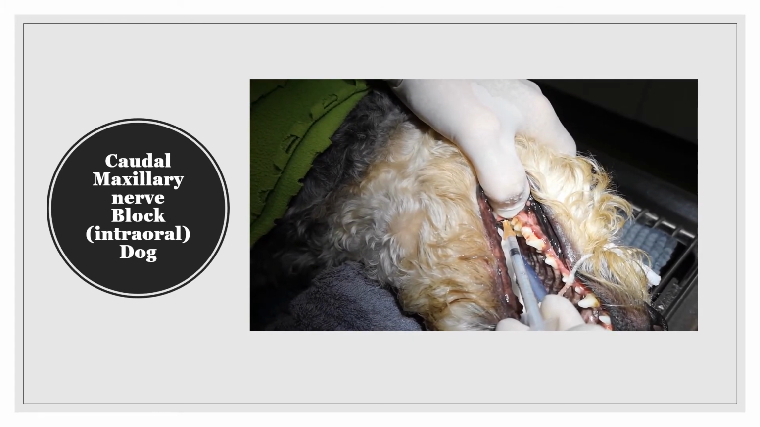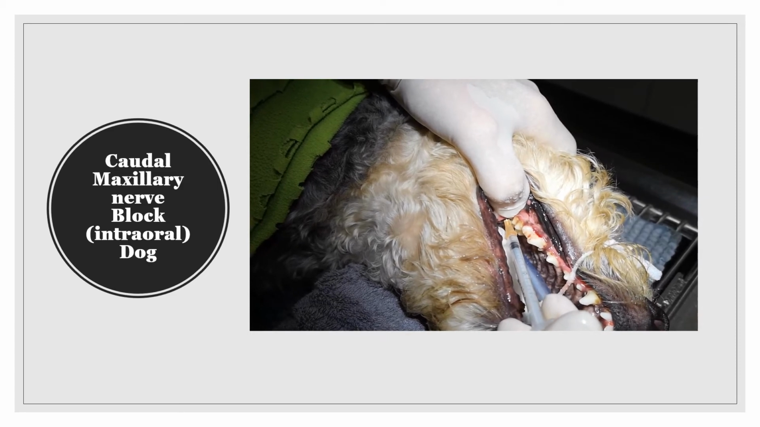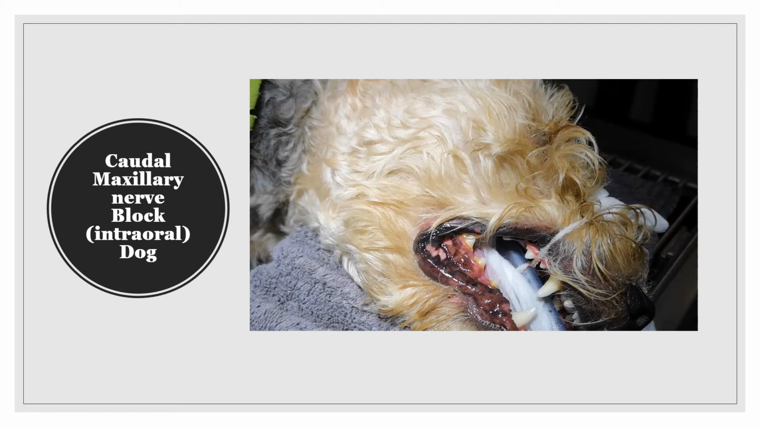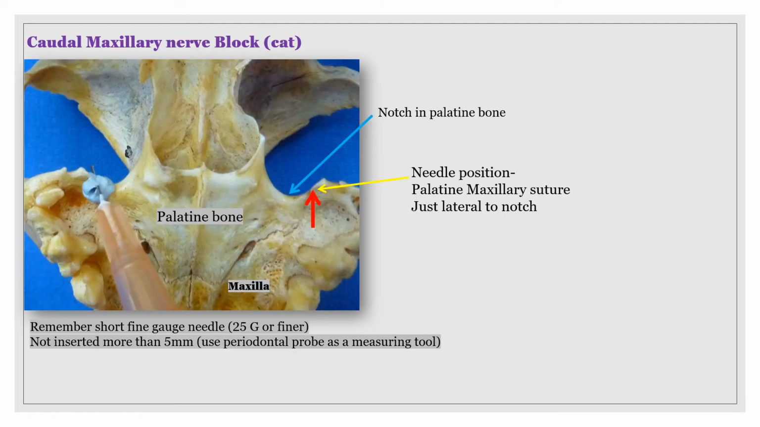Some veterinary dentists will draw back again to make certain the needle hasn't moved. And we'll pull out. The landmarks for the caudal maxillary nerve block in the cat are different to the dog.